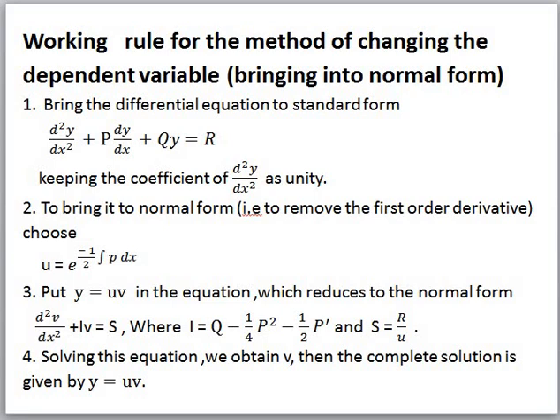So step 3, put y is equal to uv in the equation, which reduces to the normal form, that is d square v divided by dx square plus I into v is equal to S, where I is equal to q minus 1 by 4 p square minus 1 by 2 p dash and S is equal to r divided by u. So solving this equation we obtain v, then the complete solution is given by y is equal to uv.